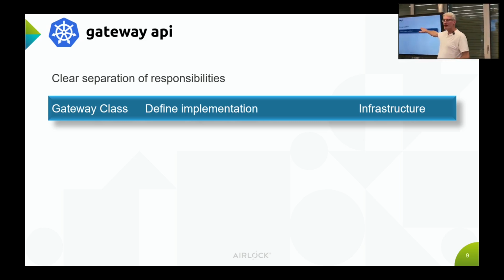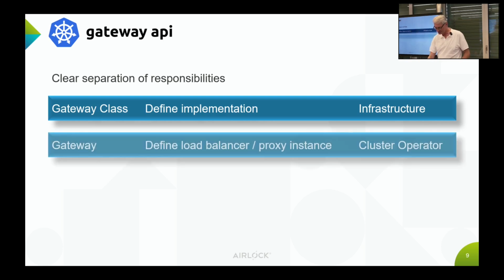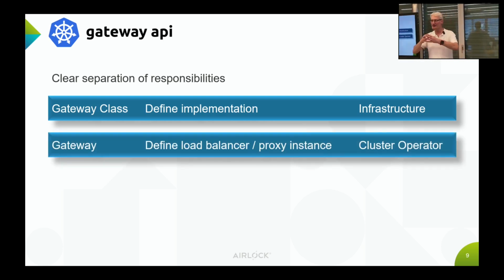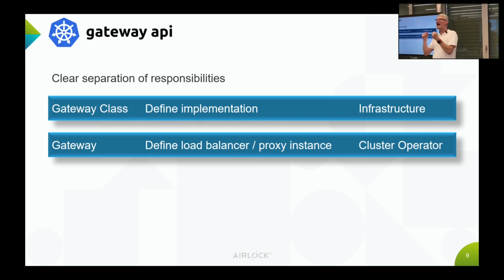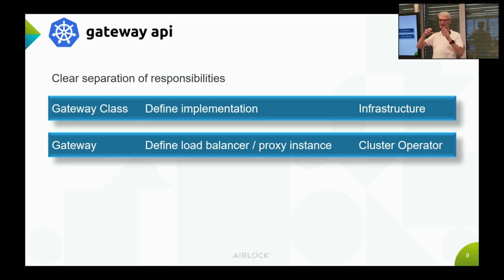By the way, you can have multiple of these classes within the same cluster, no problem. Then we have the gateway resource. The gateway resource really defines how you bring the traffic into the cluster. It defines the load balancer, the traffic, the proxy instance, etc. And by the way, here on the right side, I mentioned who's kind of responsible for that resource. So for the gateway class, it's really the infrastructure team which builds up the cluster and defines, okay, this is the type of implementation that we're going to use.